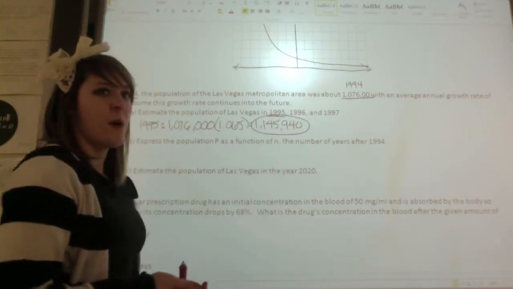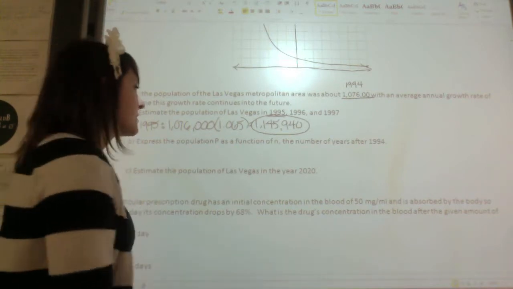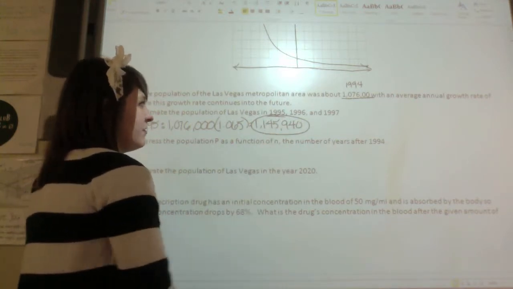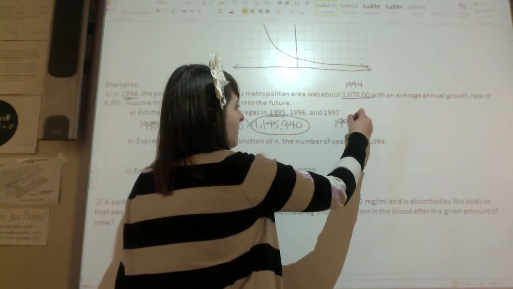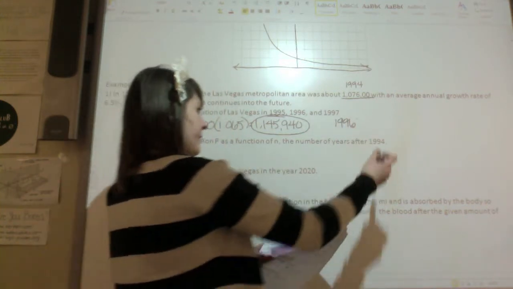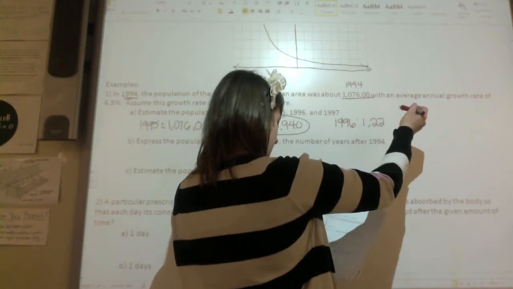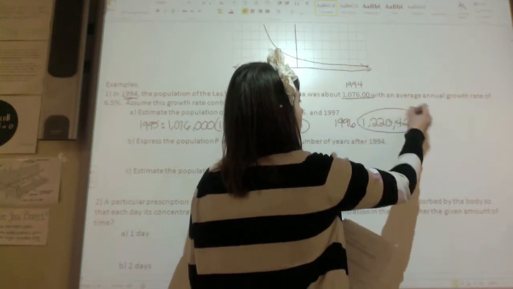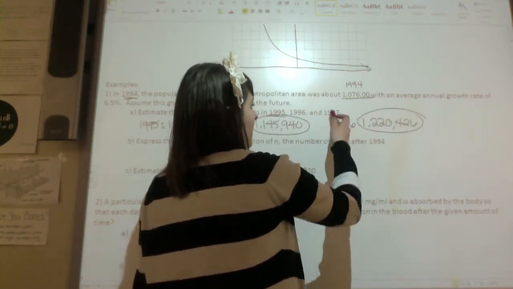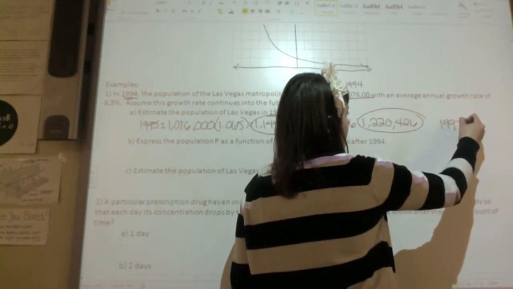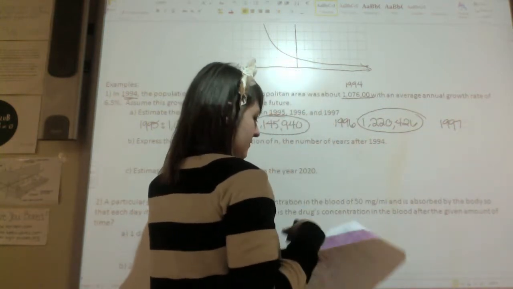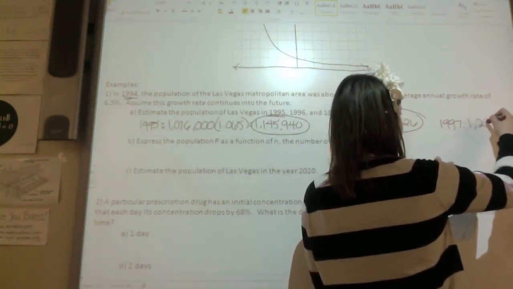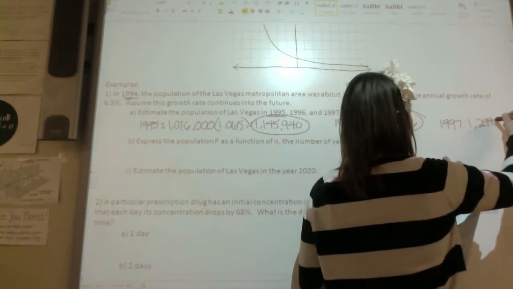Well, if I want to find my population in 1996, again, I'm growing by 6.5%, so I can just do the same thing, except I can take this times 1.065. And when I do that, I get 1,220,426. And then again, if I want to find my 1997 population, I can just take that previous term and multiply it by 1.065. And when I do that, I get 1,299,753.